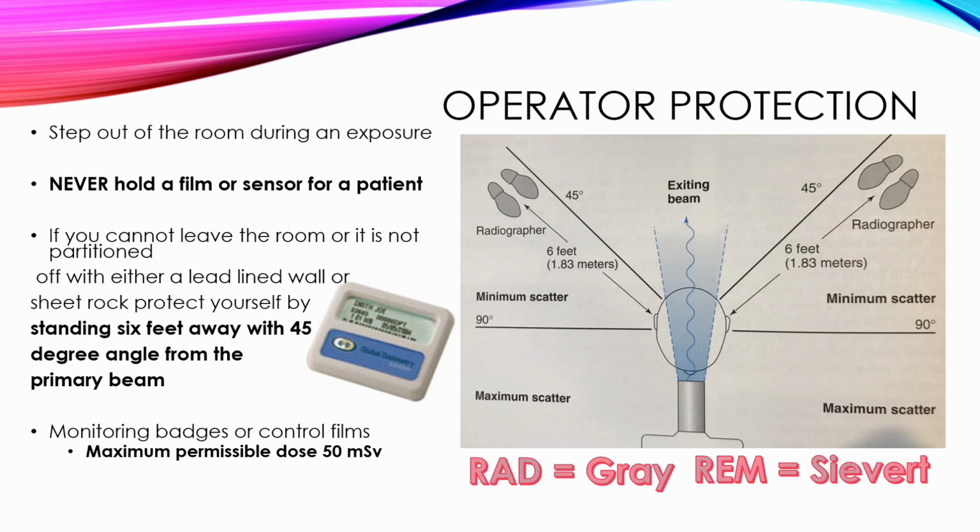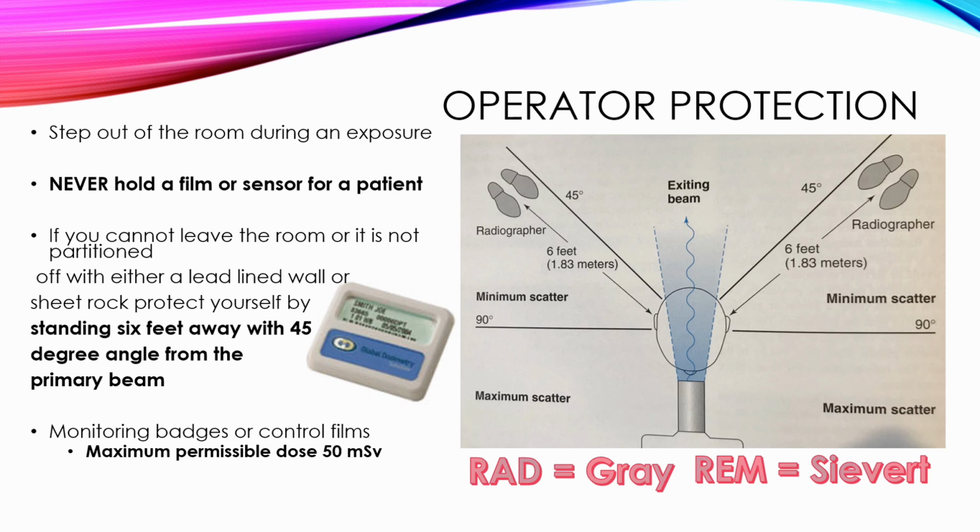According to the Nuclear Regulatory Commission, who regulates the maximum permissible dose that workers are allowed to be exposed to, you can have 5 REMs or 50 millisieverts a year. We want you to take precautions that you aren't being exposed to excess radiation. This is actually pretty simple to do in the dental office.